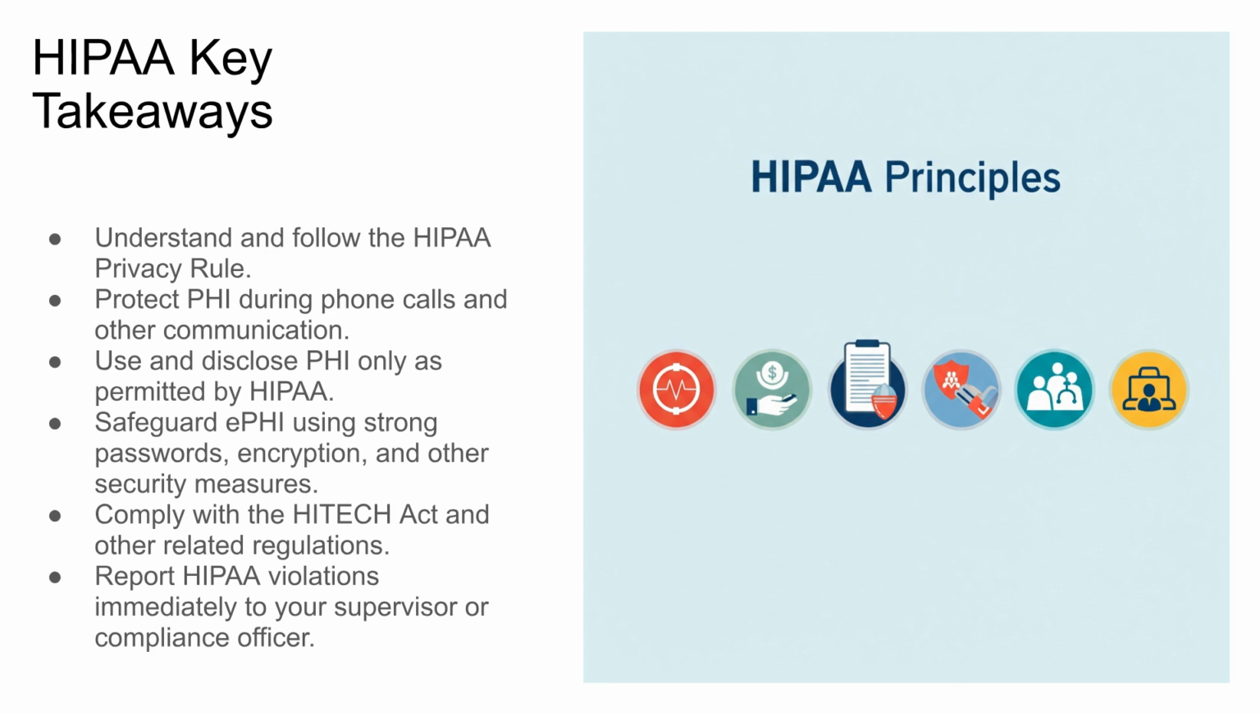HIPAA key takeaways: understand and follow the HIPAA privacy rule. Protect PHI during phone calls and other communication. Use and disclose PHI only as permitted by HIPAA. Safeguard ePHI using strong passwords, encryption, and other security measures. Comply with the HITECH Act and other related regulations. Report HIPAA violations immediately to your supervisor or compliance officer.